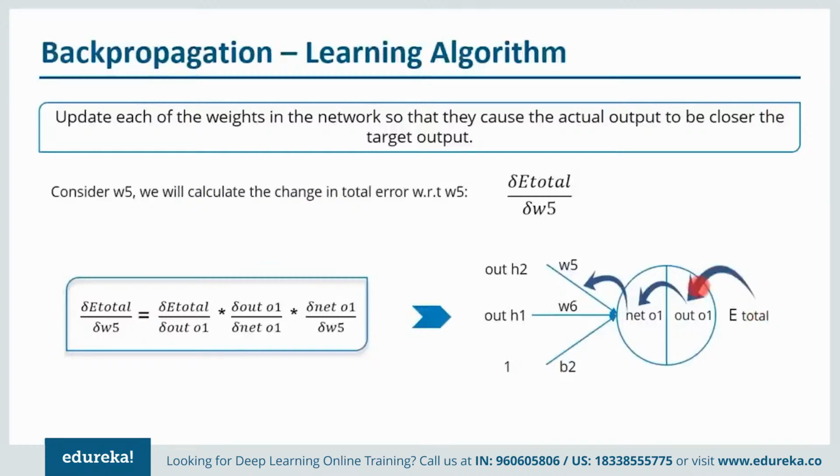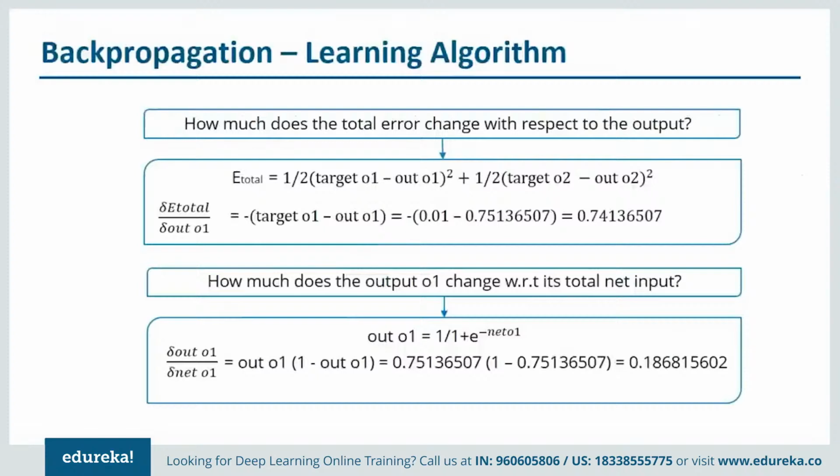E total change with respect to out O1, change in out O1 with respect to net O1, and change in net O1 with respect to W5. We're going to multiply these and get this particular term. Let us see how we do that. How much does the total error change with respect to the output? We calculate delta E total by delta out O1.